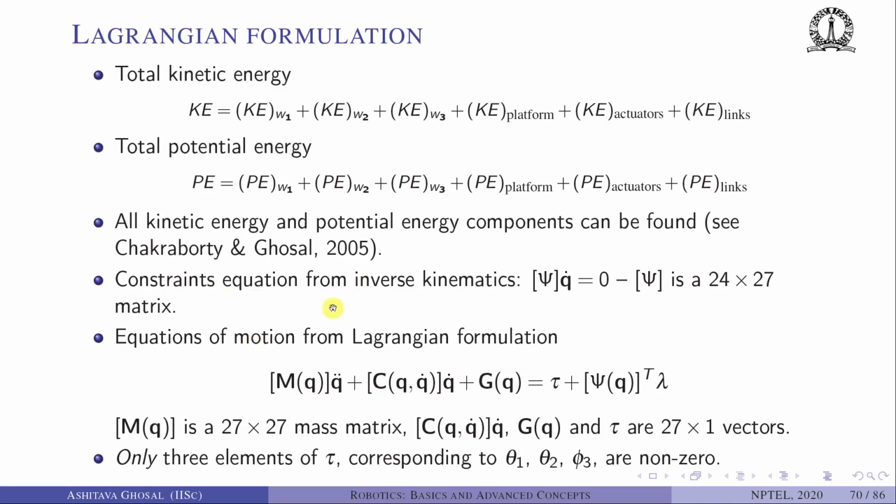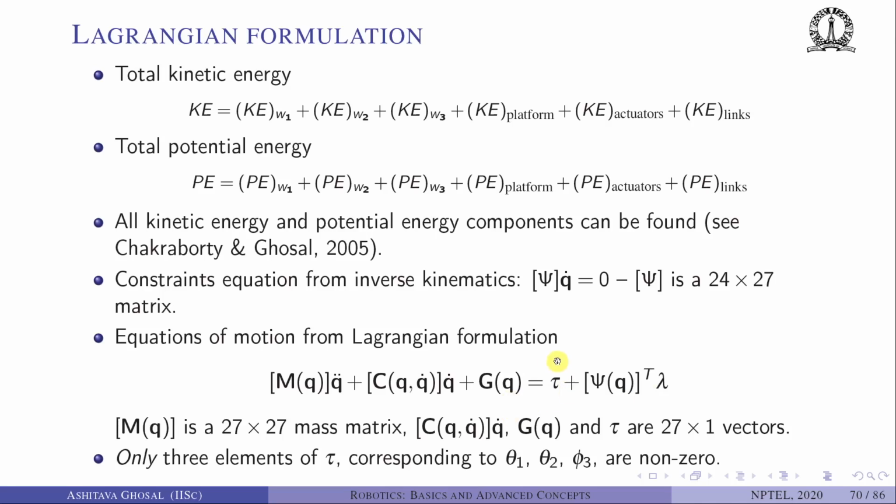We can also find the constraint equations from inverse kinematics, which is psi q dot equal to 0, where psi is a 24 by 27 matrix. And hence, eventually, we have a set of differential equations, which are 27 of them. So the mass matrix is 27 by 27. Coriolis term is 27 by 1, gravity term. Then there are these torques, and then there is this psi transpose lambda. So these are the constraint equations, and lambdas are the Lagrange multipliers.